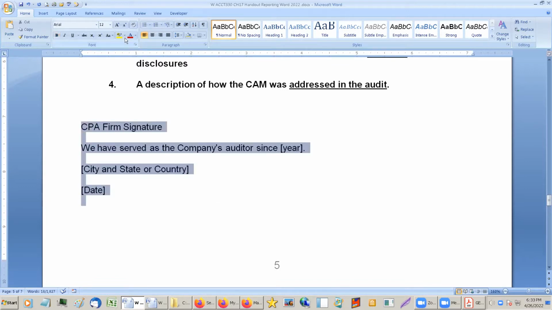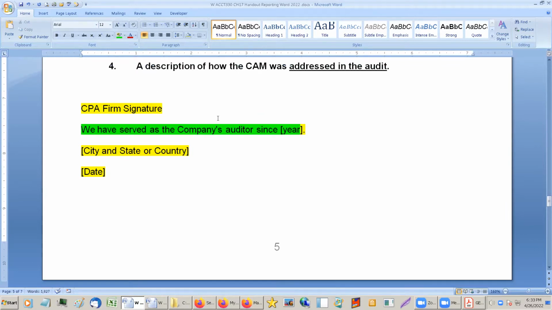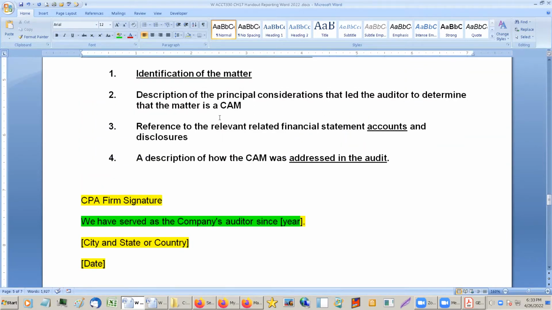Now, everything is the same for PCAOB, except for this one. It's a little bit curious. You must also put in there that you have served as the company's auditor since whatever year. So AICPA, you sign it, tell what city you were in, what state, and what the date is. You do the same thing for the PCAOB, but you also tell them how long you've been their auditor.